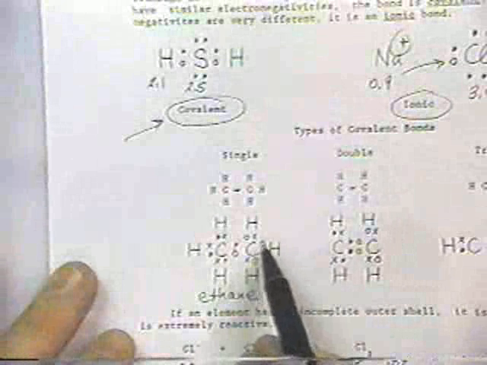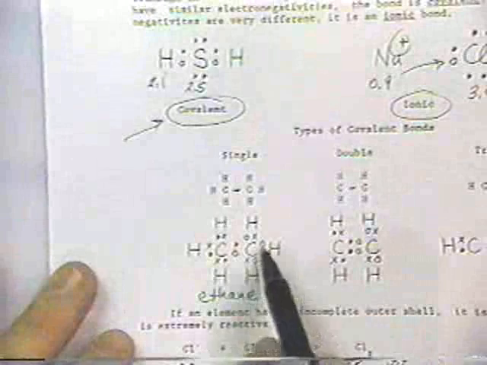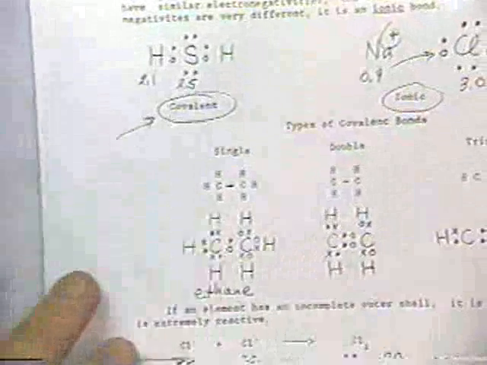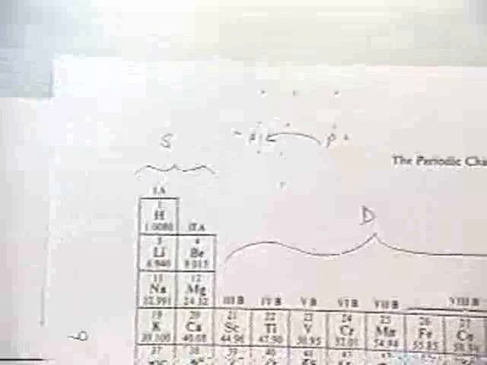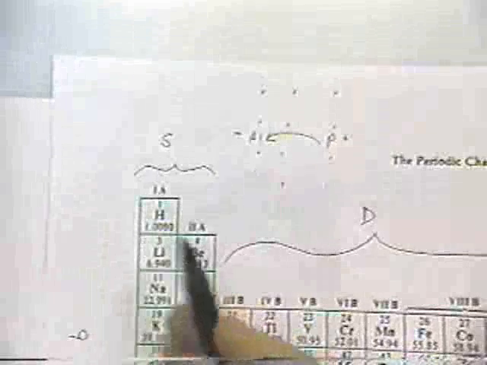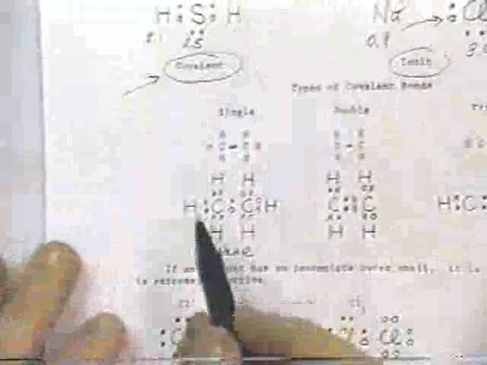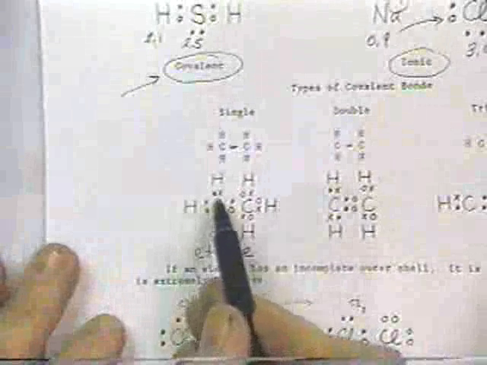And this carbon also has 4. I'm showing those as open circles. So there's 4 of those. And if we take a look at hydrogen, hydrogen just has 1 electron in its outer shell. I'm showing the hydrogen electrons as X's.